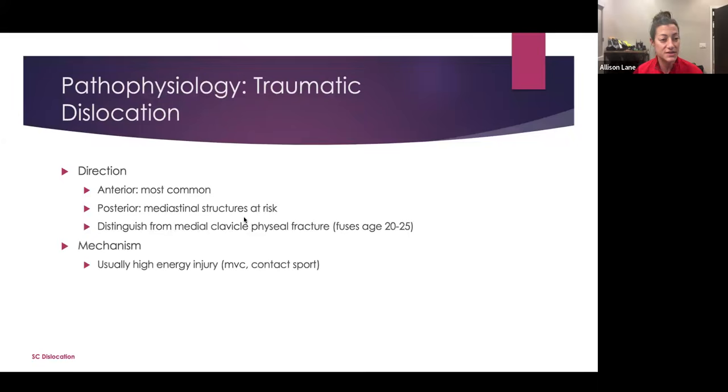So you can have the traumatic dislocations. And then we want to know the direction of the dislocation. So the anterior is going to be most common, which is good, because the posterior dislocations, you have to worry about all those mediastinal structures that are going to be at risk.